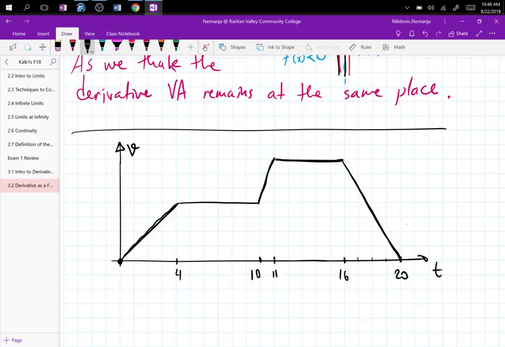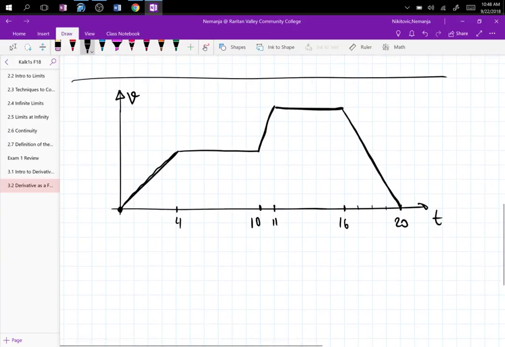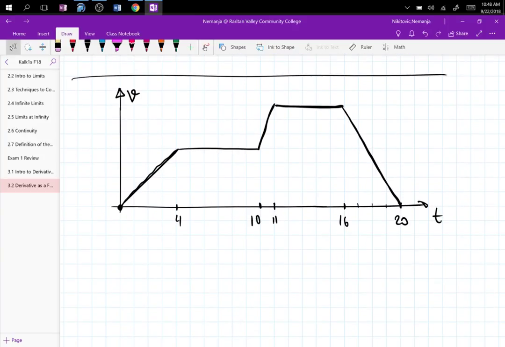So y-axis is the velocity and x-axis is the time. And I labeled all the important times: 4 seconds, 10, 11, 16, and 20. By looking at this graph, you can draw your derivative precisely, because you know the slopes of all of these lines, and you are remembering, hopefully, that the derivative is just the slopes.